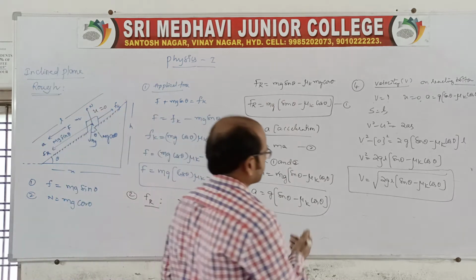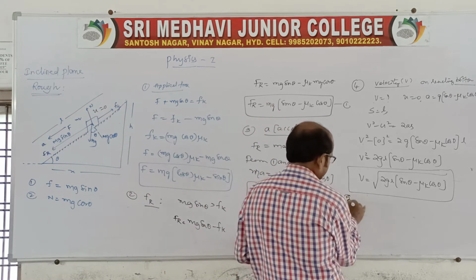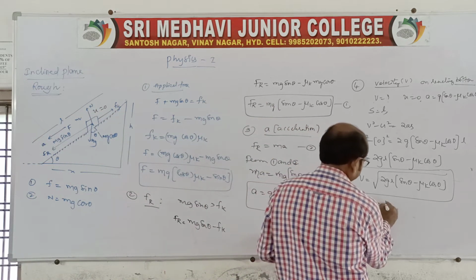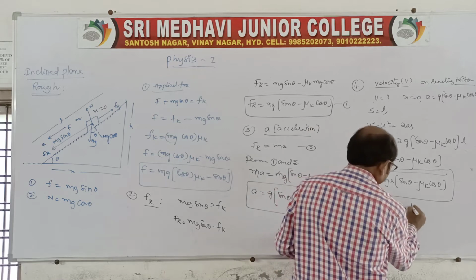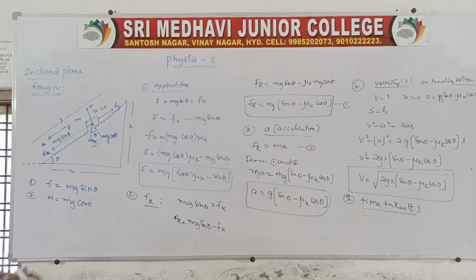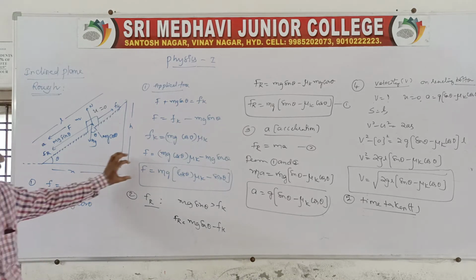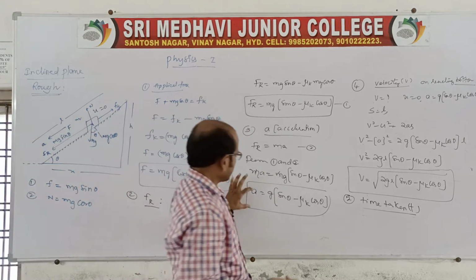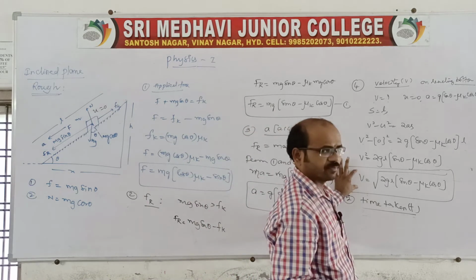Now let us take the fifth parameter, that is the time taken to reach the bottom, that is t. Of course, now we know all parameters: applied force we know, resultant we know, acceleration we know, velocity V we know.